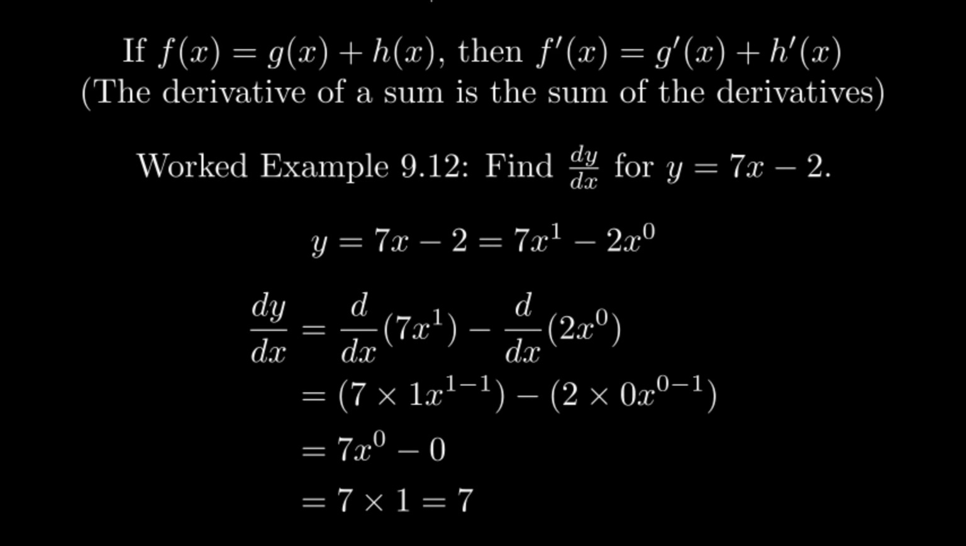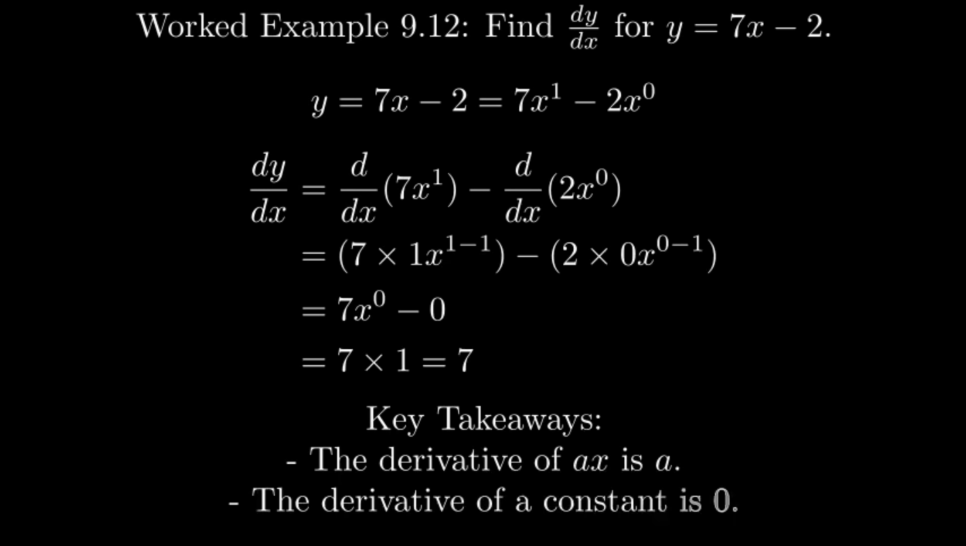This leads to a very useful shortcut that you'll use all the time. First, the derivative of a term like ax will always just be the constant a. And second, the derivative of any constant term is always 0. This makes sense because a constant function is a horizontal line and its gradient is always 0.